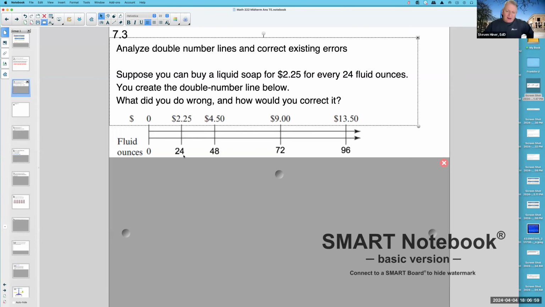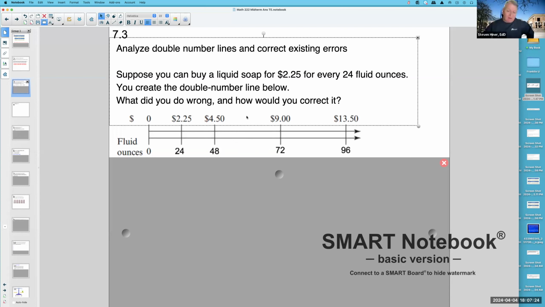But these numbers, if I look at the bottom, from 4.50 to 9, that doubles. 4.50 times 2 is 9. 48 times 2 is not 72. So somewhere along the line, my $2.25 for every 24 fell apart, and it was from doubling the 4.50, but not doubling the 48. So you can explain this various ways, as long as it's accurate.